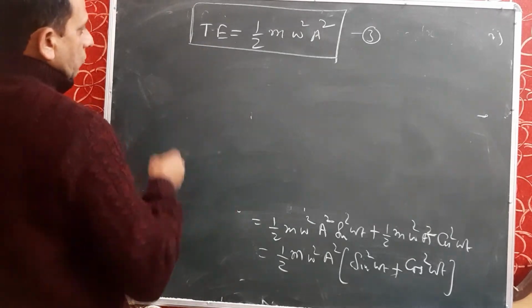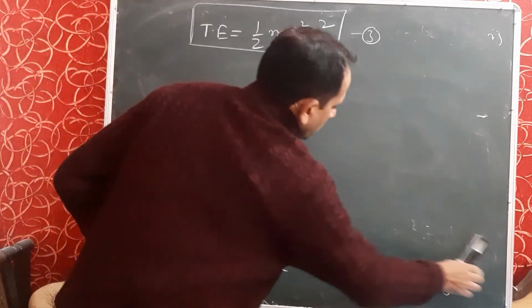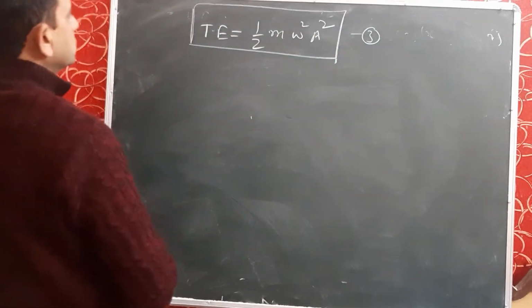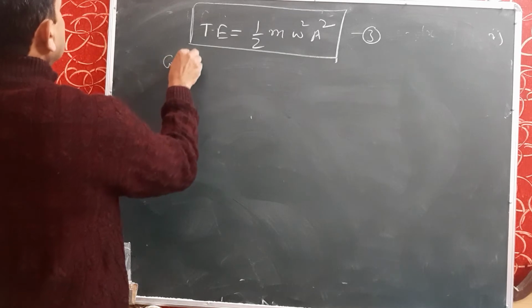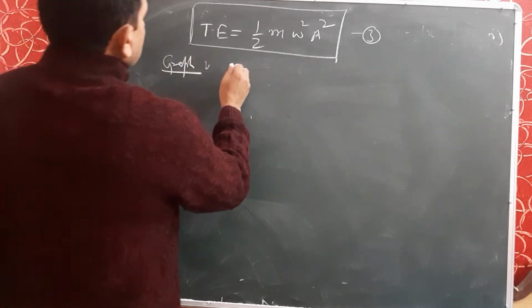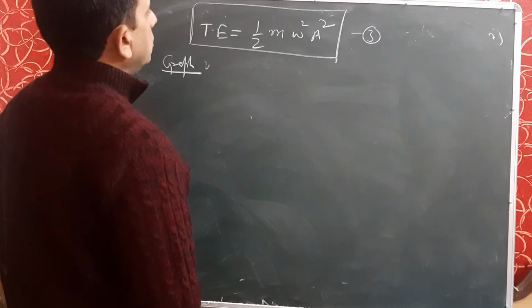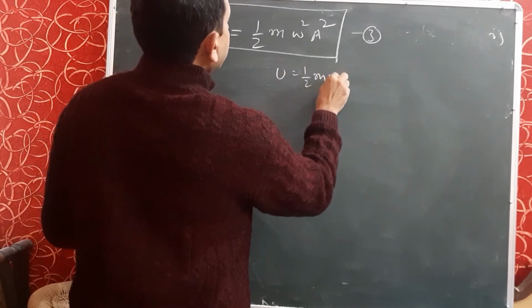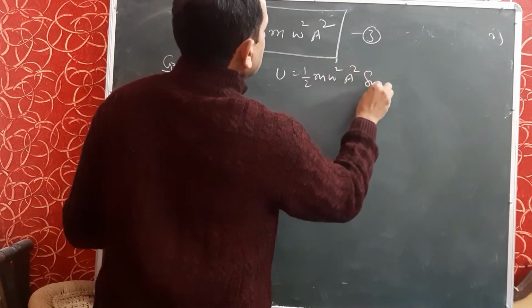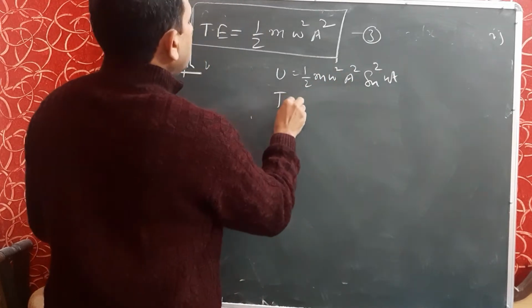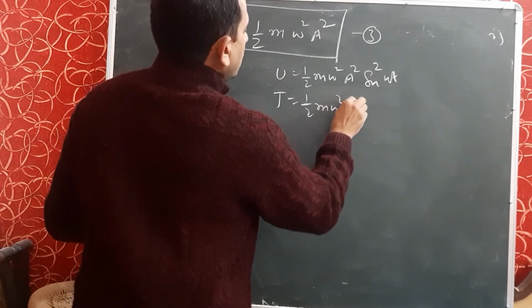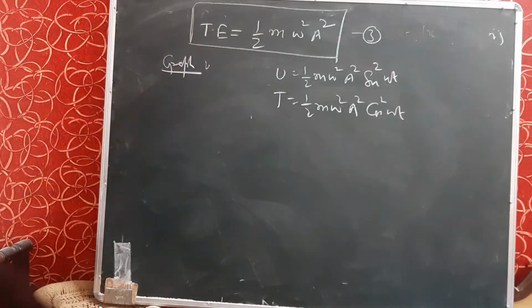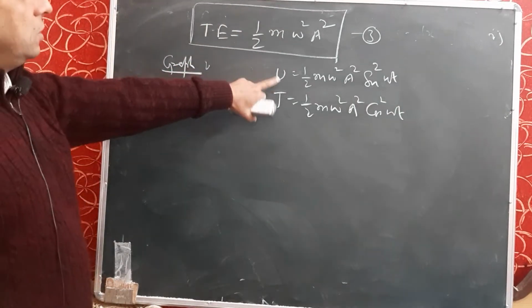So we may plot the graph between these energies with time or with phase. So we will plot the graph for potential energy. We know that potential energy U is half m omega square a square into sin square omega t, and kinetic energy T is half m omega square a square cos square omega t. These are equations number 1 and 2. So potential, kinetic and total.